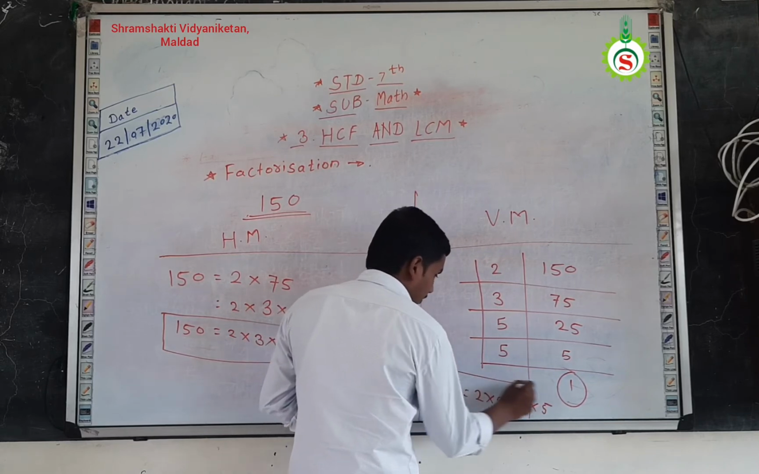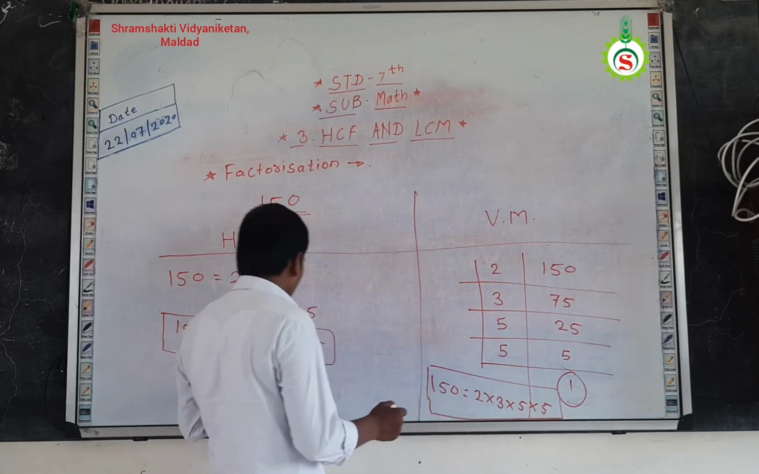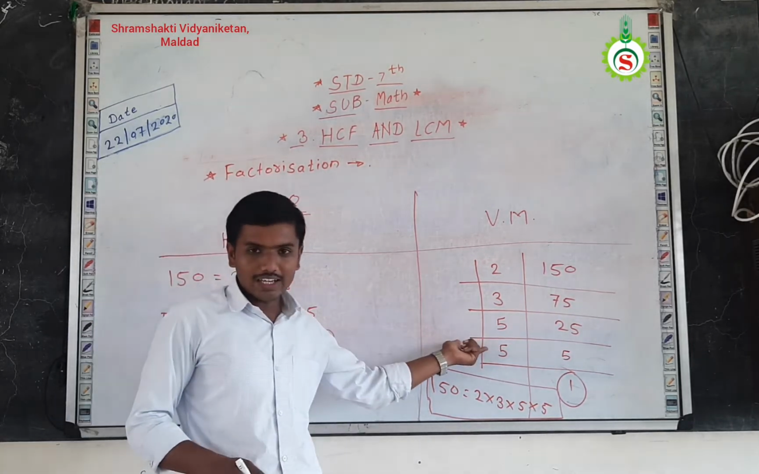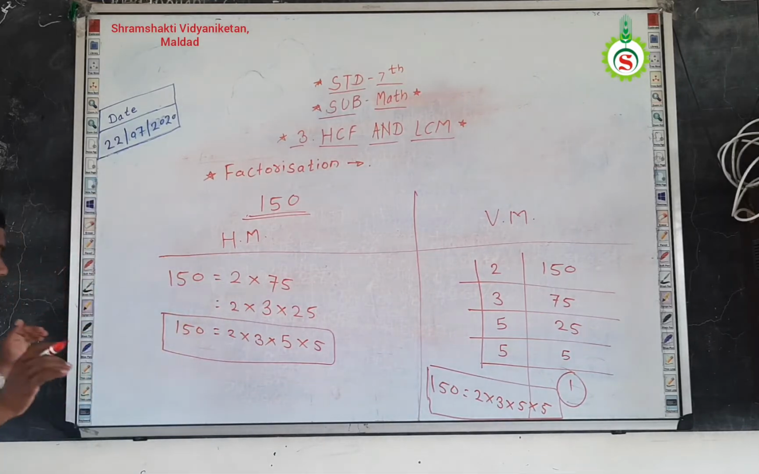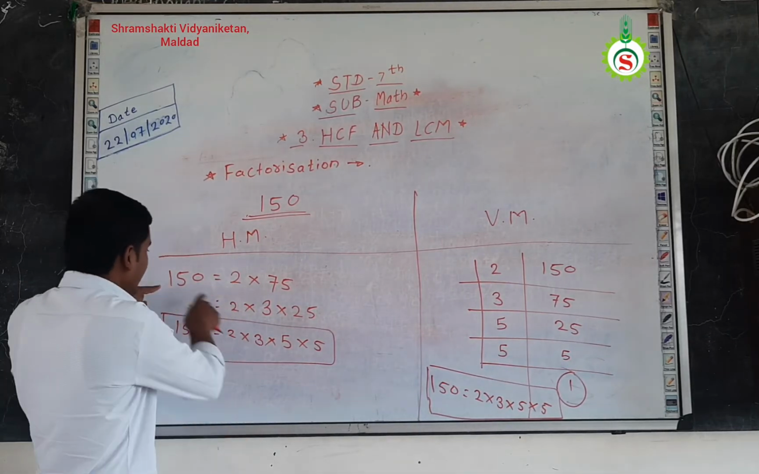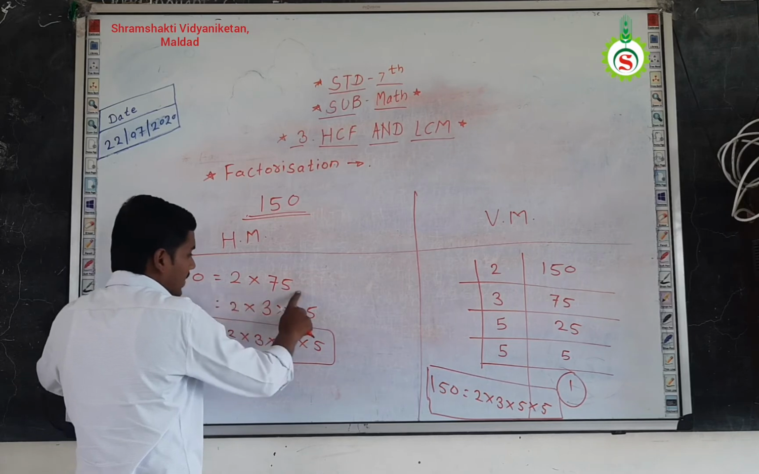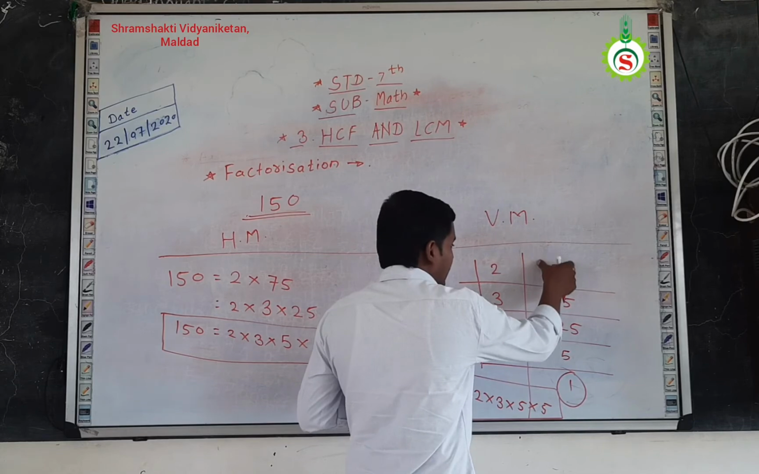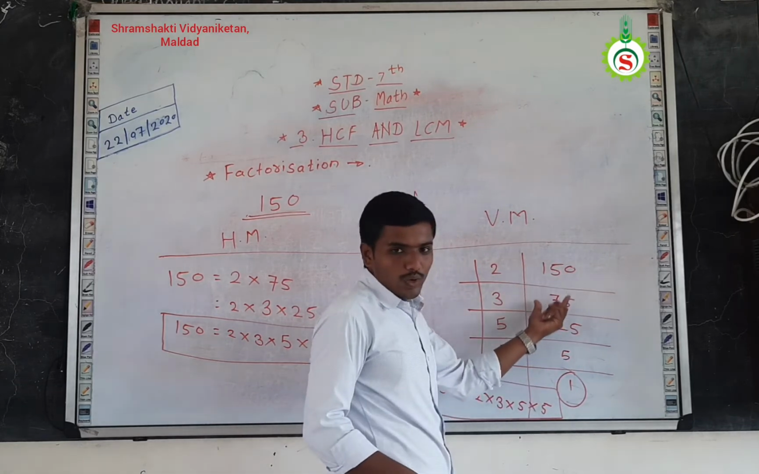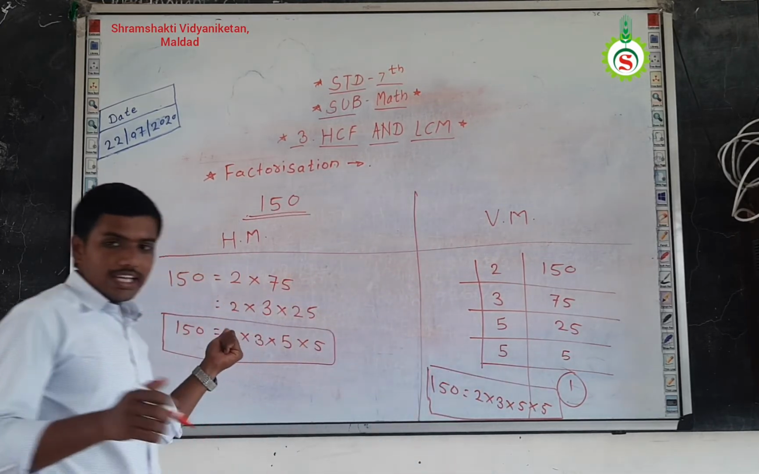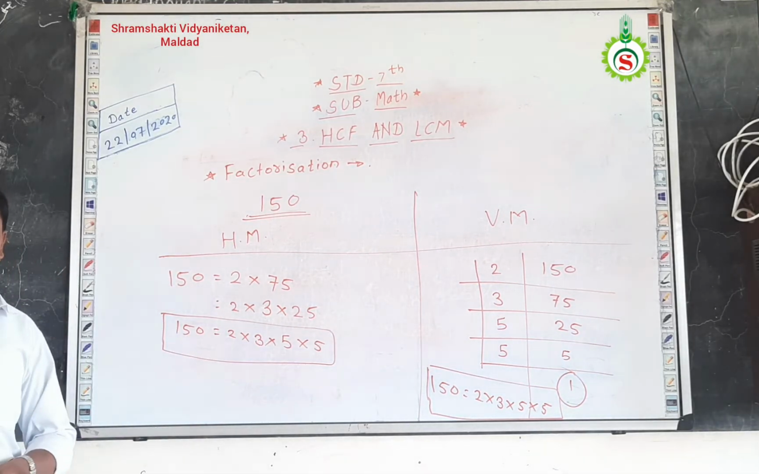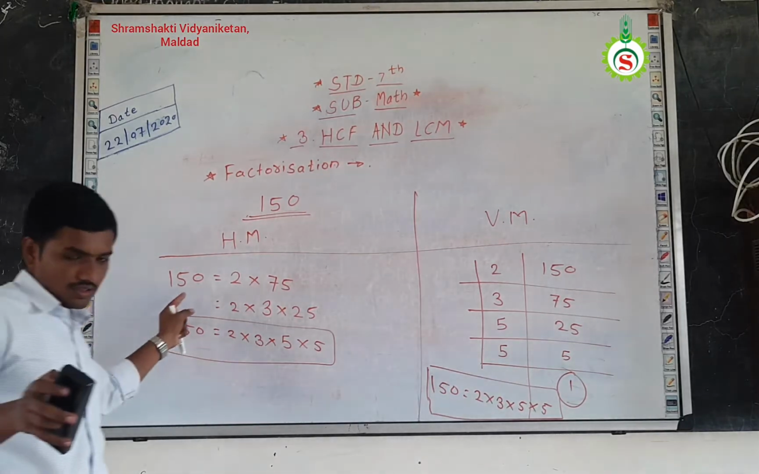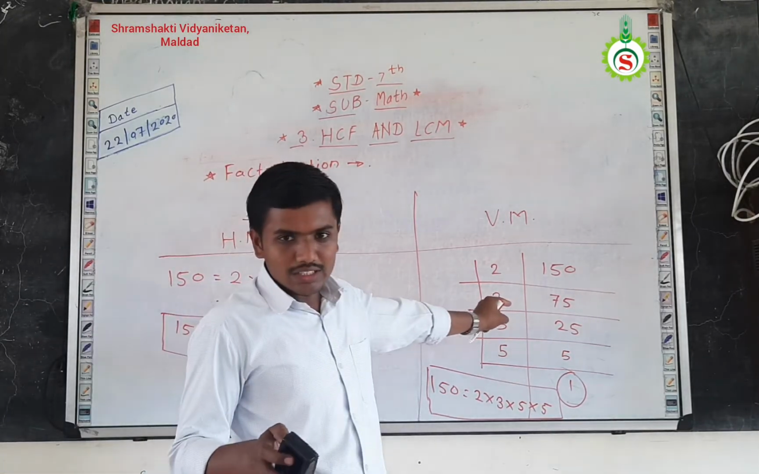That means the factors are the same for both the horizontal method and the vertical method. The only difference is that in the horizontal method we are factorizing the number in a horizontal manner, and in the vertical method we are factorizing the number in a vertical manner. So I think all of you got the proper idea about how to factorize any given number, by the horizontal method or the vertical method.